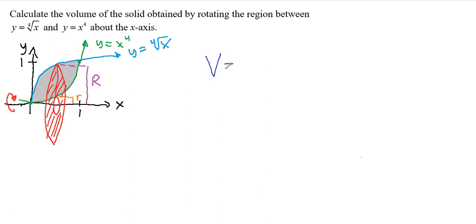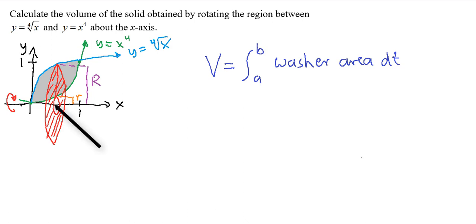Now we can express the volume. V is equal to, in general, the integral from a to b of the washer's area integrated with respect to the appropriate variable. In our case, the washers cut through the x-axis. That means that dt is actually dx. And our washers run over the interval from 0 to 1. That means our integration bounds run from 0 to 1.